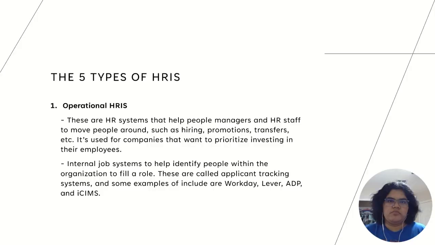The first type of HRIS is operational HRIS. These are HR systems that help people managers and HR staff to move around people, such as to hire, to promote, to transfer people. It's used for companies that want to prioritize investing in their employees. Internal job systems help identify people within the organization to fill a role. These are called applicant tracking systems, and some examples include Workday, Lever, ADP, and iCIMS.